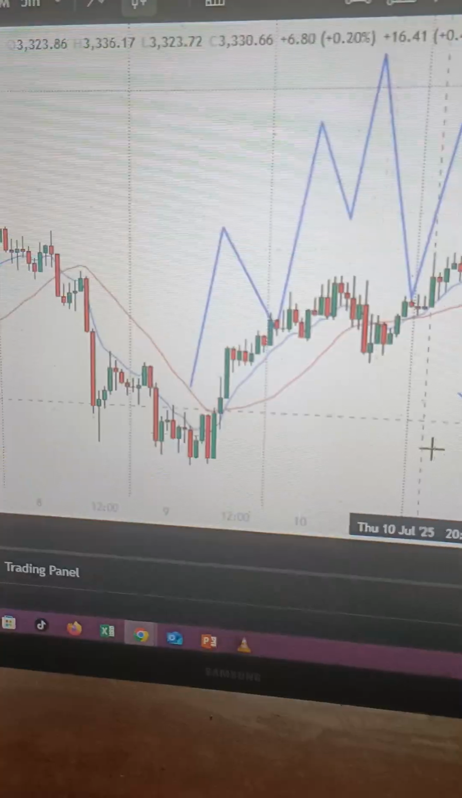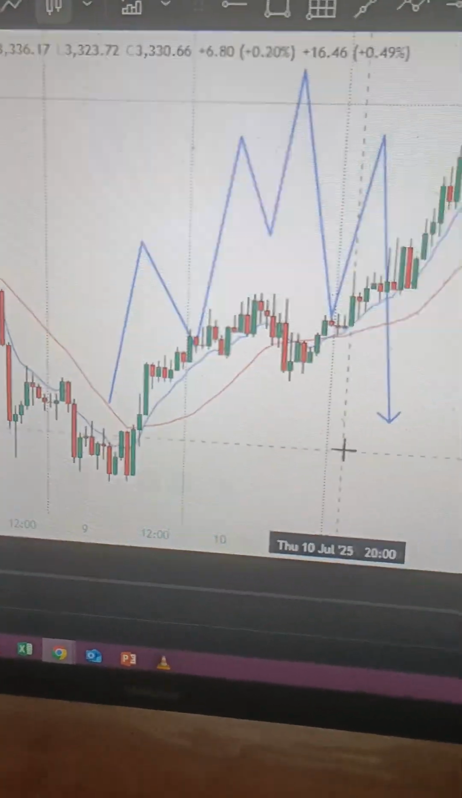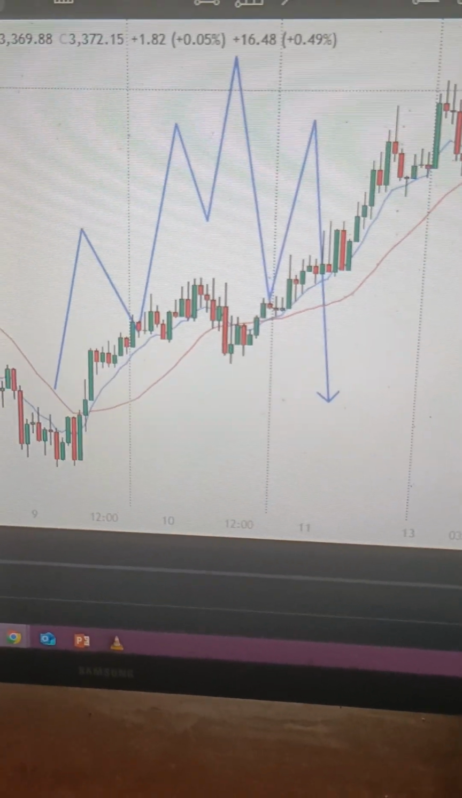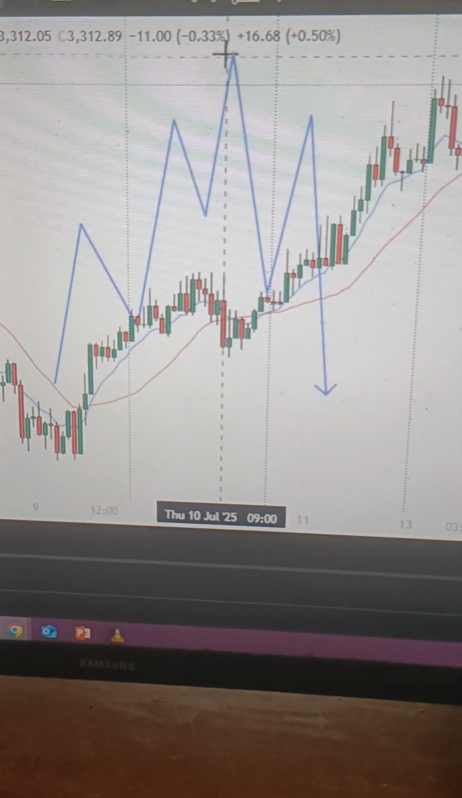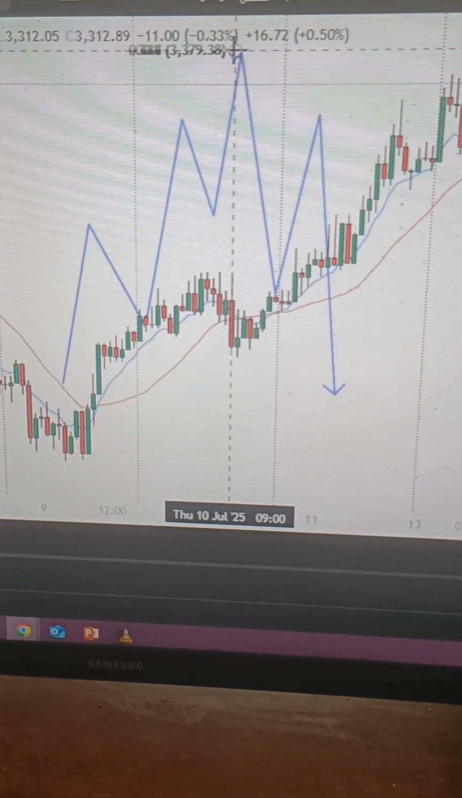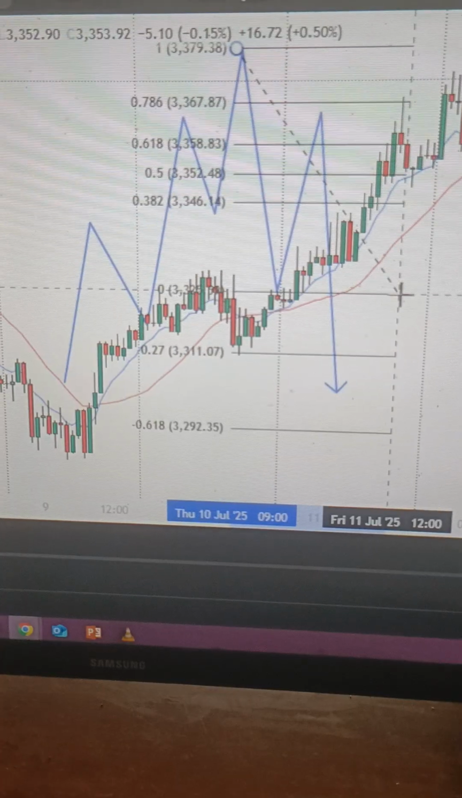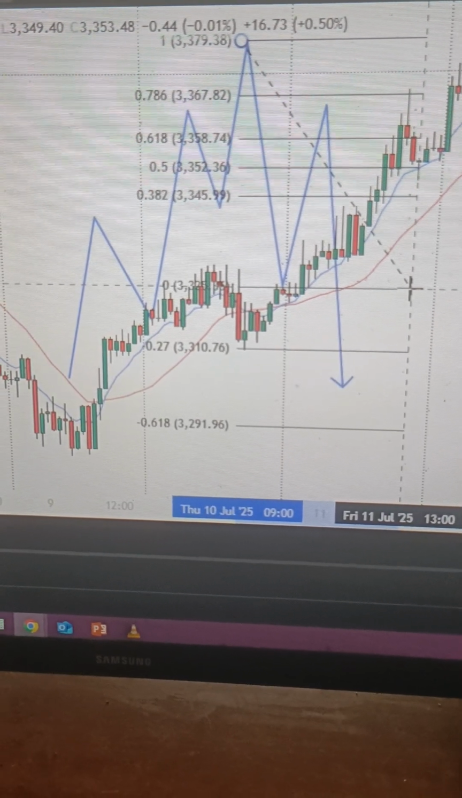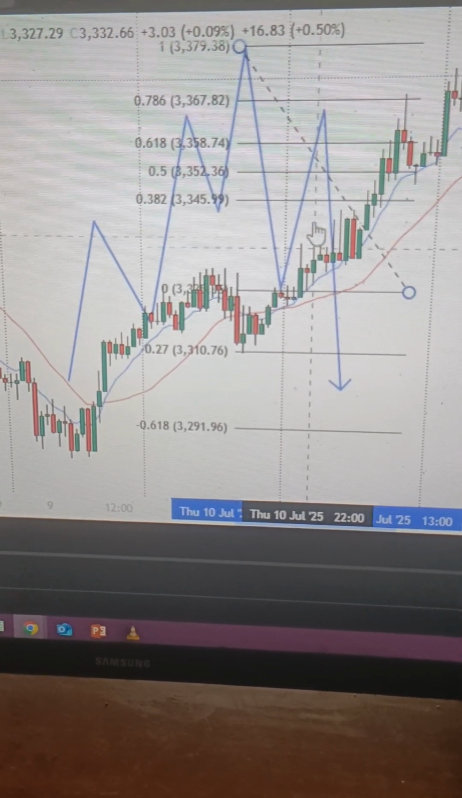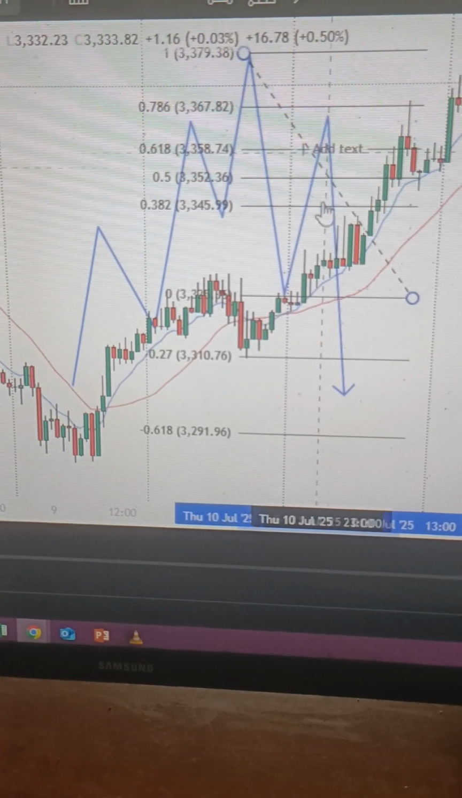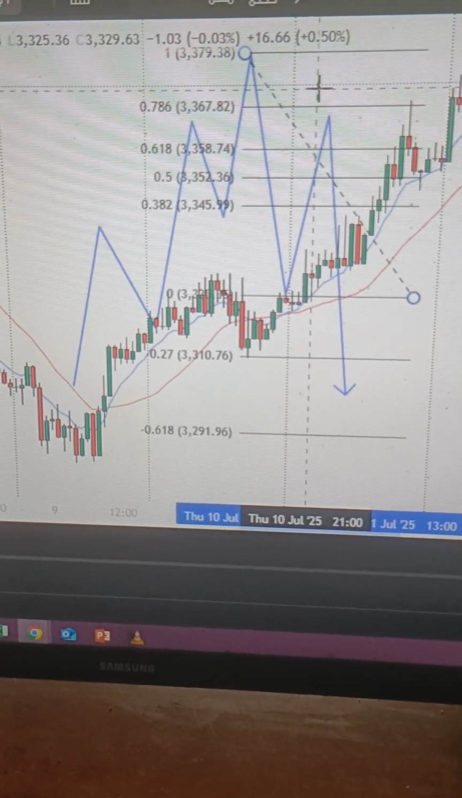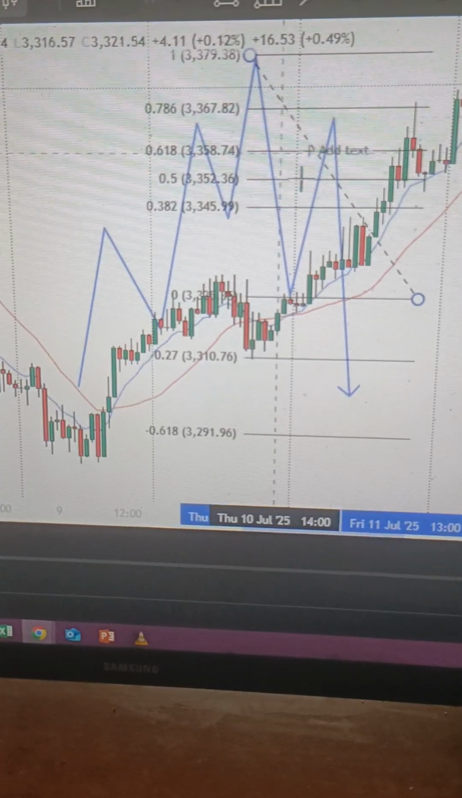So this is a break of structure coming down. So where do we fib? We take our fib and fib this area from this point to this point. We want the market to react from any point here. And the moment the market pulls back, this is our discount zone.